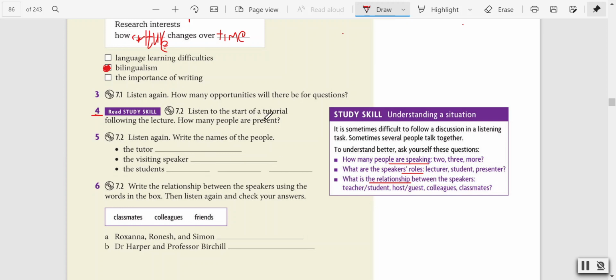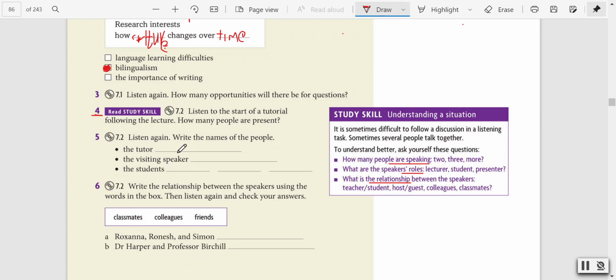Listen to the start of the tutorial following the lecture and say how many people are present. Okay, leave it. This is easy for you. And this one: listen again, write the names of the people, the tutor, the visiting speakers and the students.